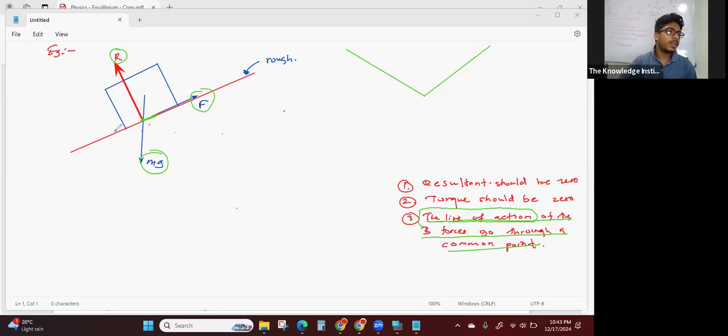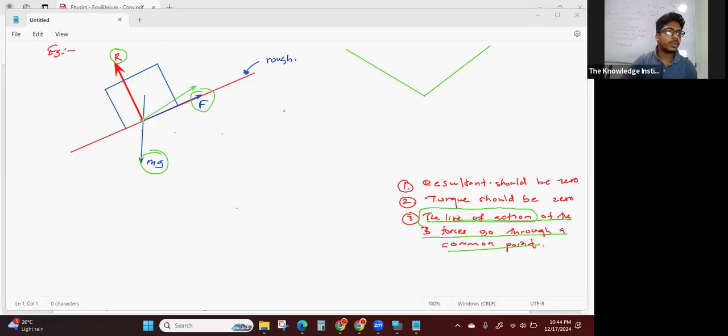And here definitely the friction force is acting from this point. Because if you find the resultant of the friction and the normal reaction force, it will be equal and opposite to the tension, the weight. So this will be the resultant of F and R.